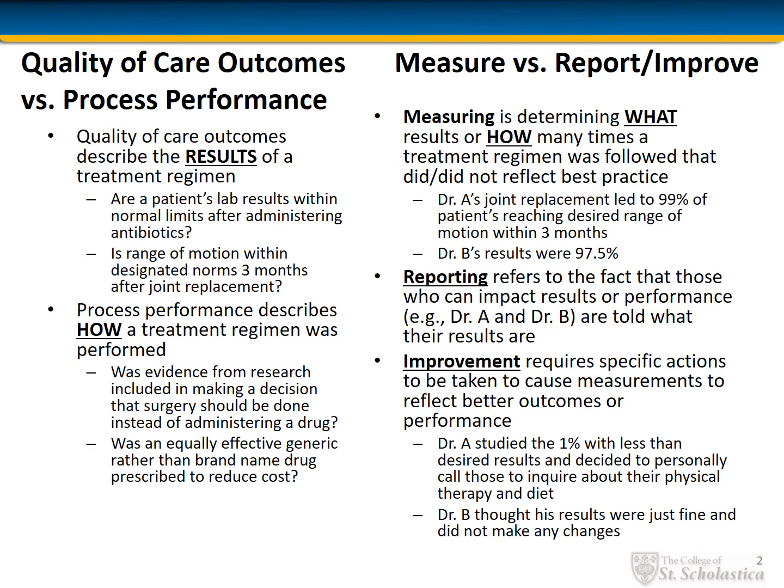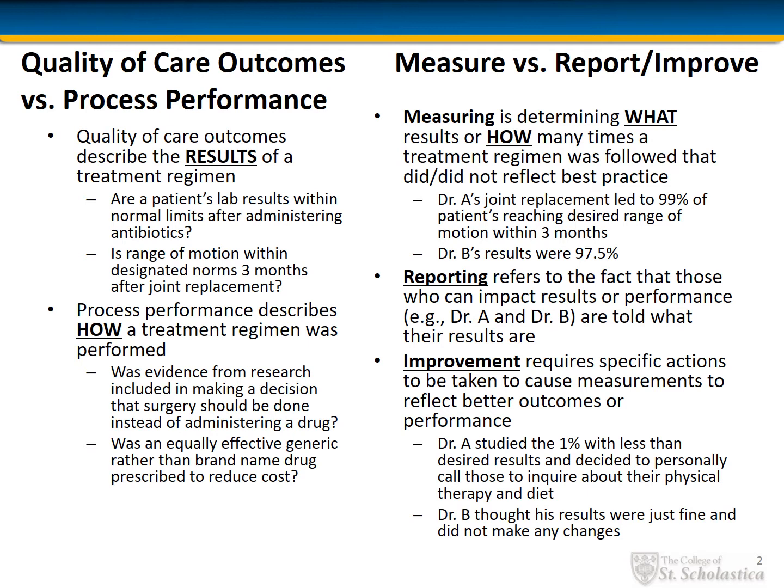On the other hand, process performance describes how a treatment regimen was performed. For example, was evidence from research included in making a decision that surgery should be done instead of administering a drug? Was an equally effective generic rather than brand name drug prescribed to reduce cost? Now let's look at either of those situations in a measure versus reporting and improvement perspective.